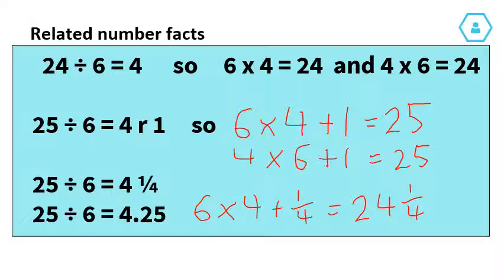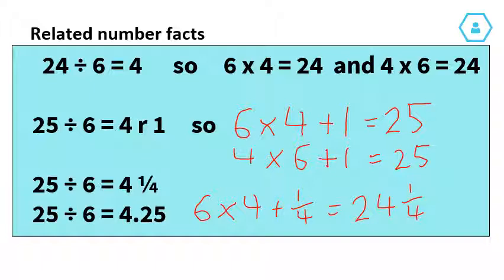I'd need to have some sort of different number sentence for this to actually make 25, so probably need to multiply this by 4. But this related number fact really only relates to whole number remainders here. But it can be quite useful when you're trying to estimate what your answer is going to be to a division problem where it's not really neat.